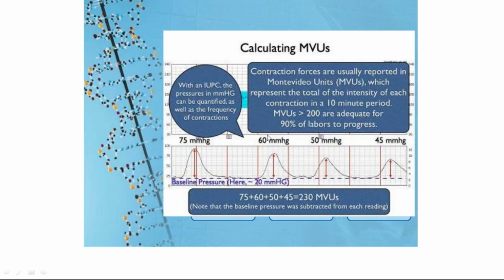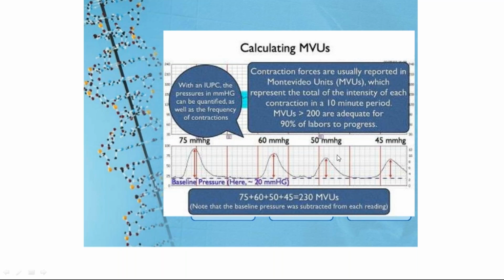Then the pressure is usually calculated. This is internal monitoring using an IUPC, that is intrauterine pressure catheter. So that will tell you about the intrauterine pressures. So these are the baseline pressures, that is around 20 millimeters of mercury, which is necessary for cervical dilatation. So usually the contraction forces are reported as Montevideo units, MVU. So that is the total intensity.